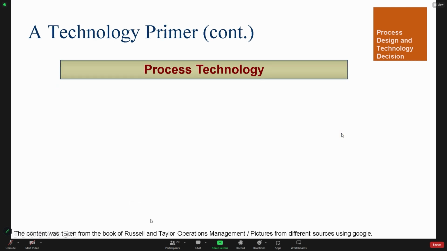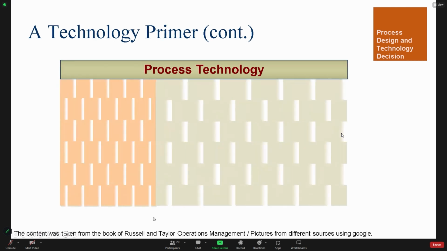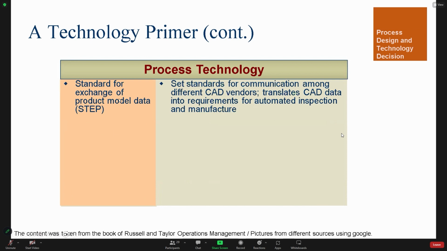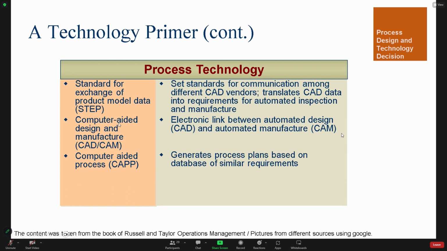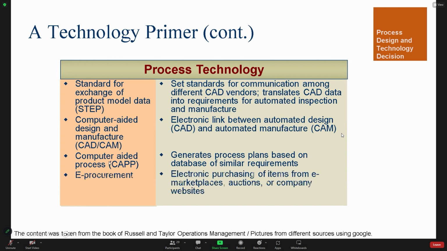Now, what about for process? Okay. You can use what? Standard for exchange of product model data, okay? You can use computer-aided design and manufacture, okay? That links between the design and the manufacturing plan. Computer-aided process, okay? So generate process plan based on database of similar requirements. Okay? E-procurement, ibig sabihin nun is automatic nang nagpo-procure yung system niyo pag nagra-run out of stock kayo.